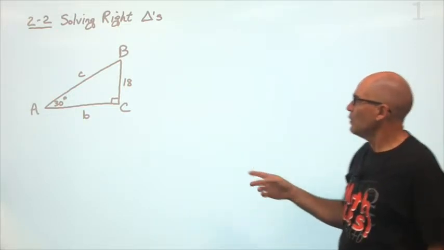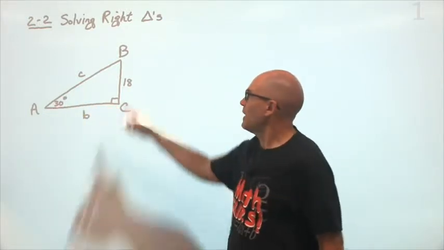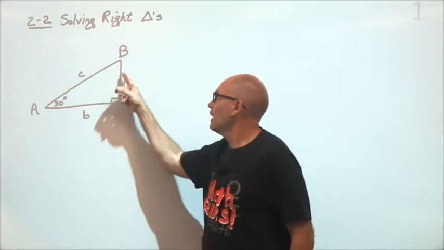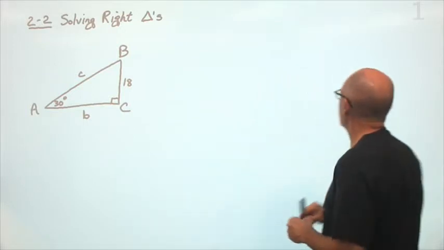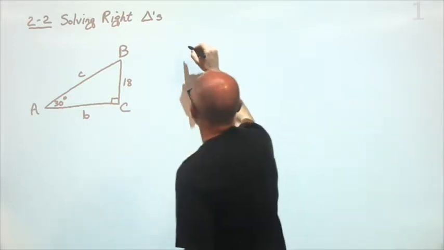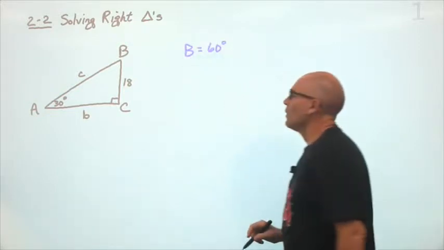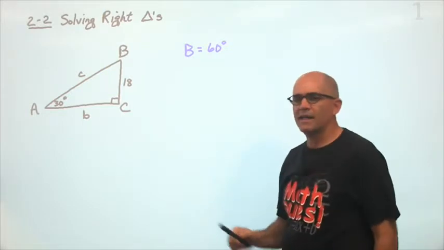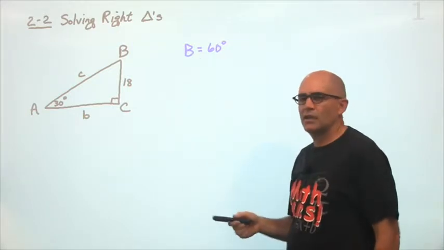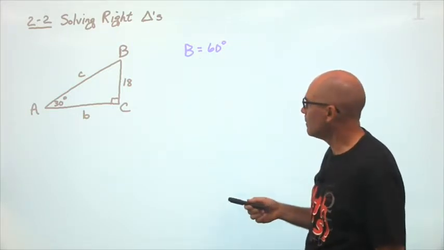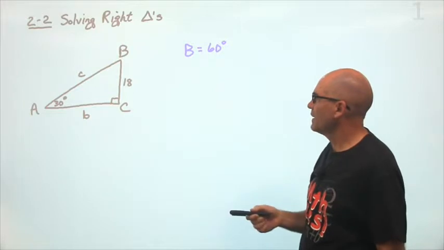Now, if you know that angle C is 90, angle A is 30, you know that angle B has to add up to 180, or just A and B have to add up to 90. So that's the first thing we know, that angle B equals 60 degrees. Now, we really should be writing the measure of angle B equals 60 degrees, but that's what this notation is going to denote. Okay, so now we need to find side B and side C.